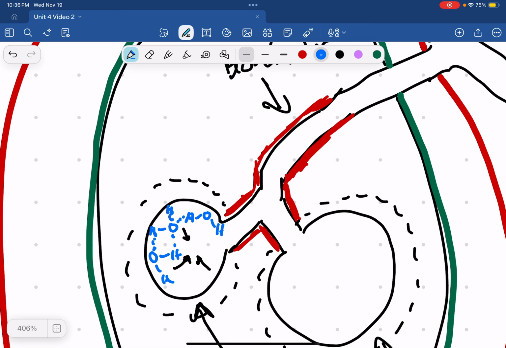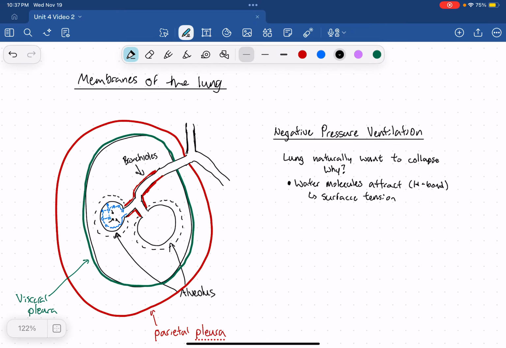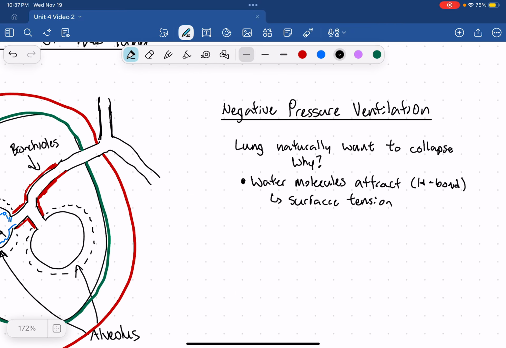Because if there's water all along the edges here, their natural tendency is to want to hydrogen bond and pull the water molecules closer to each other. With water sitting on the surface of the alveolus here, that water is just going to be pulled through hydrogen bonding towards the center, and that's one reason that the lungs naturally want to collapse.